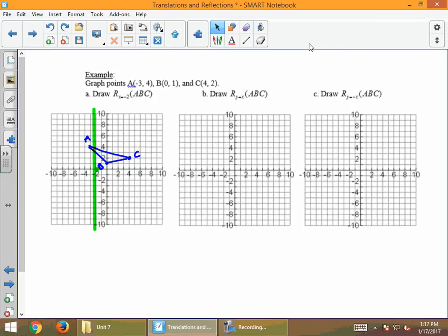You just take each point and count how far it is from the line. So if we look at A, how far is A from that green line? 1. So then you go to the green line and you count 1 away. And there's your A prime. Okay. Do the same thing with B. How far is B from that green line? 2. So you count 1, 2 to the green line and you just go 1, 2.